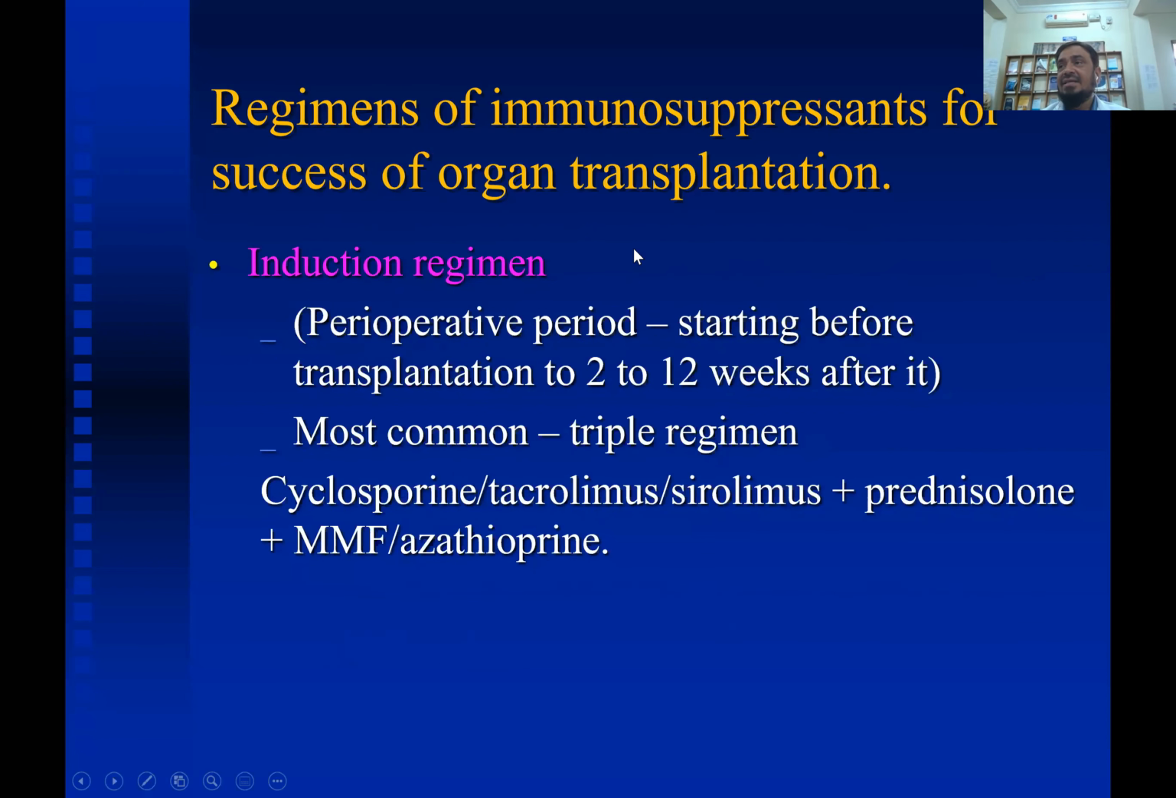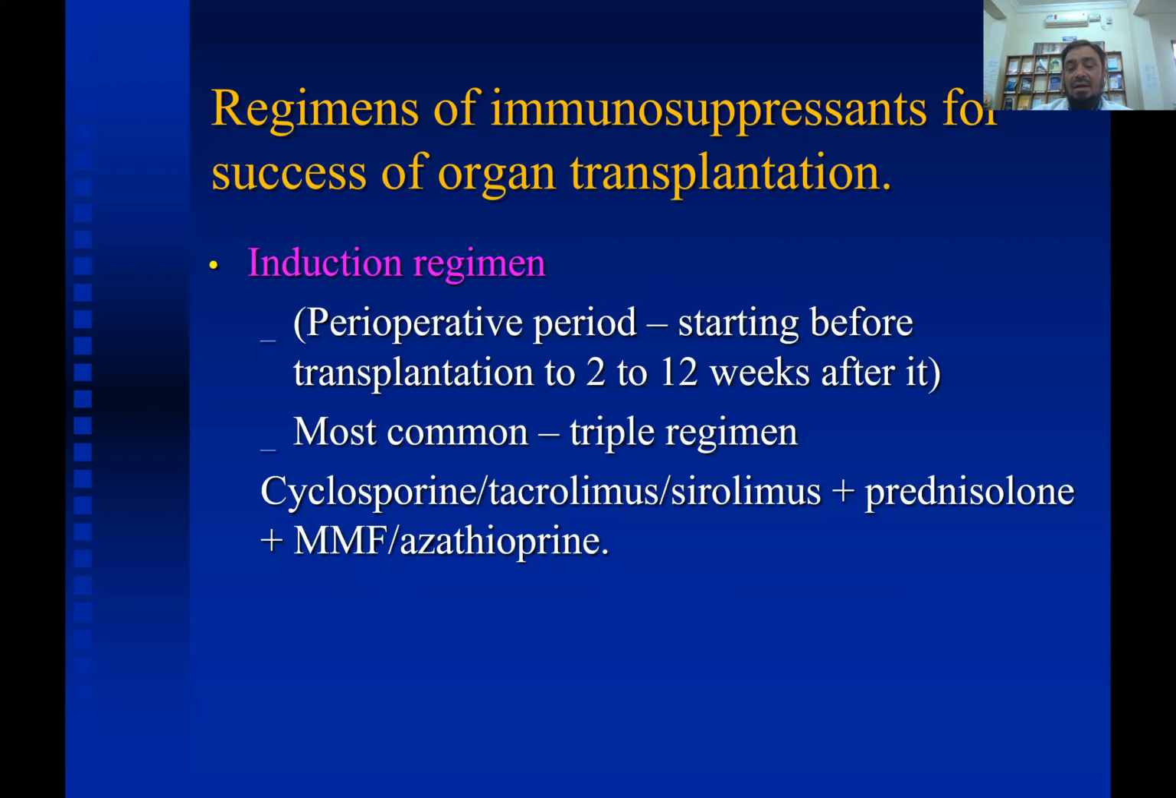That is, if there is accelerated rejection or acute rejection during the treatment, then you have to give the anti-rejection regimen. So the induction regimen starts with the transplant, and you should give it for 2 to 12 weeks after it. Most commonly, we give three drugs in combination. You can give cyclosporin or tacrolimus or sirolimus along with prednisolone and mycophenolate mofetil.